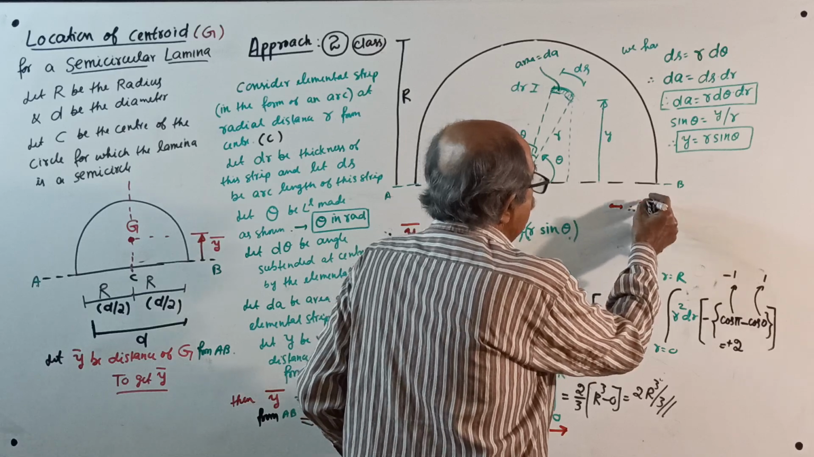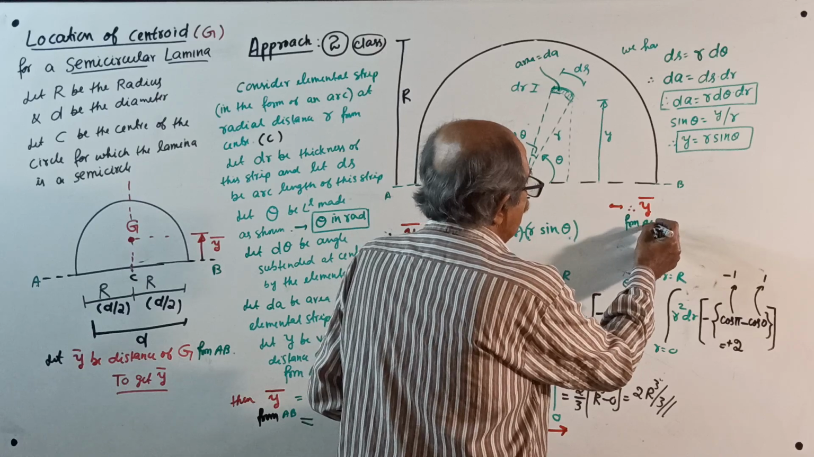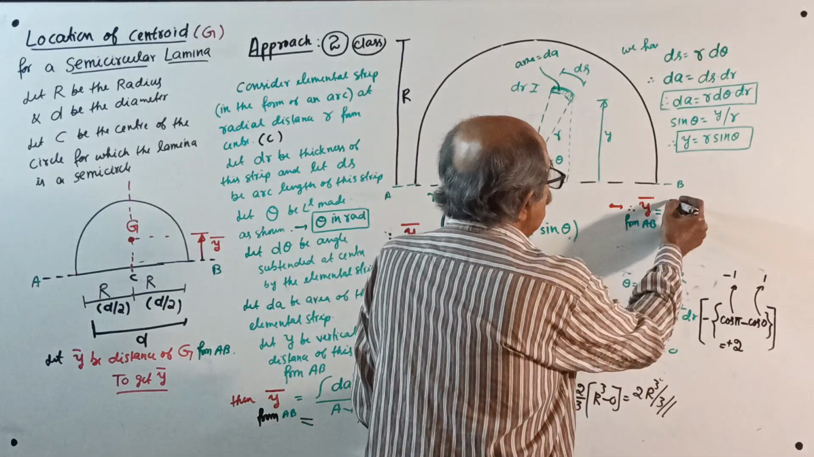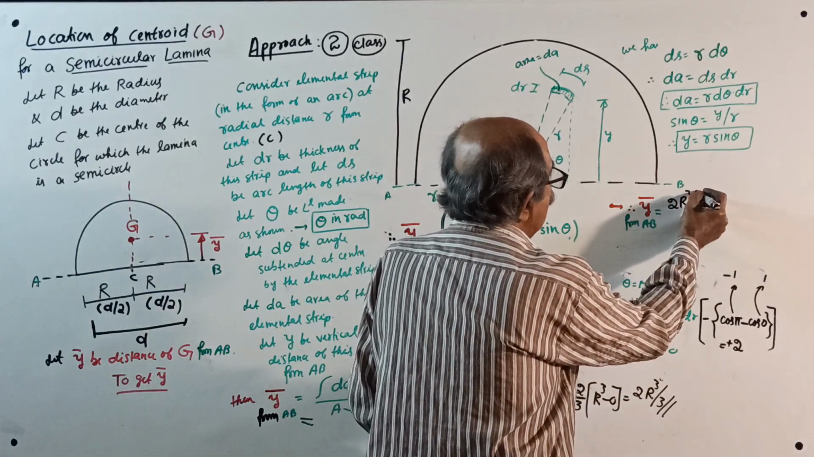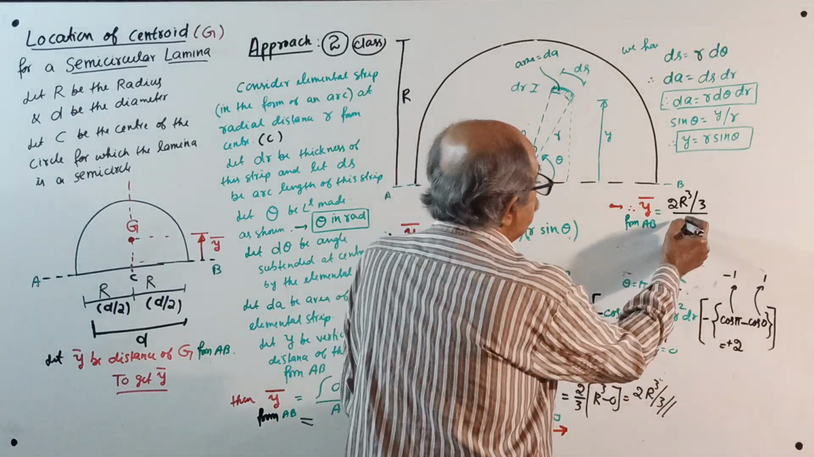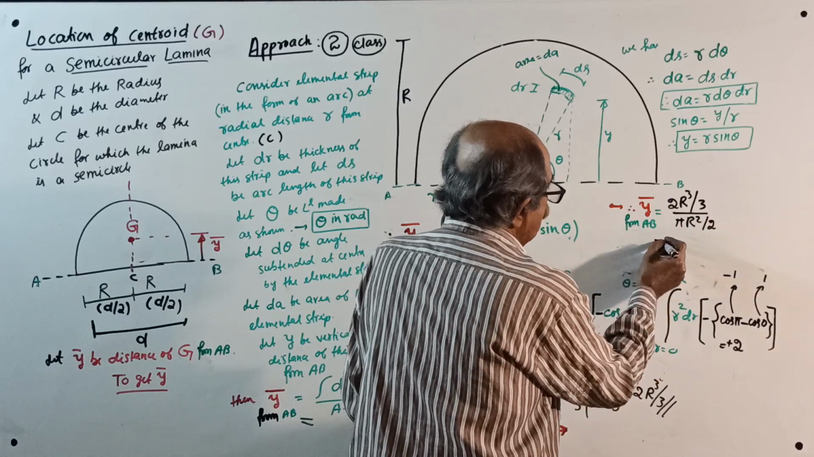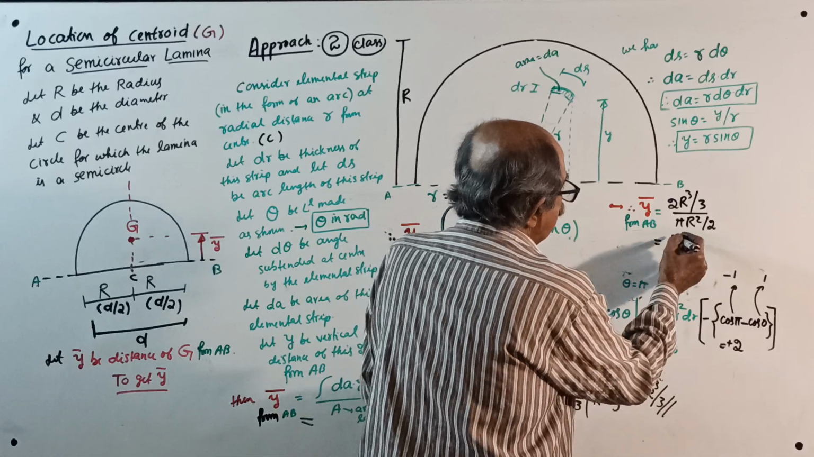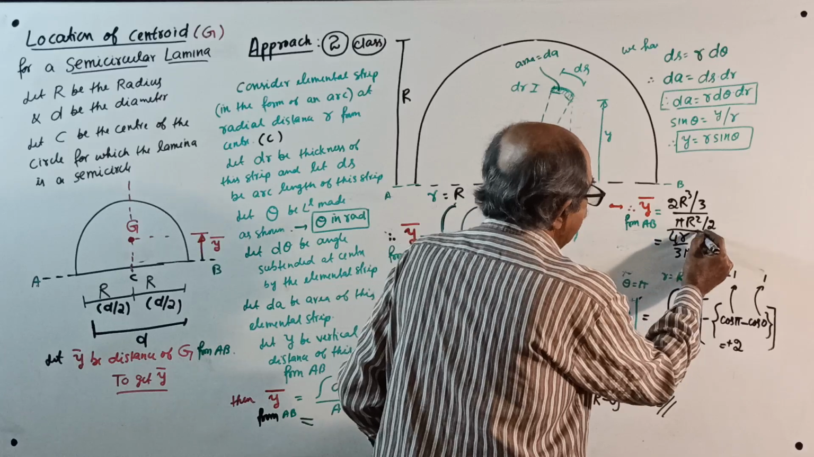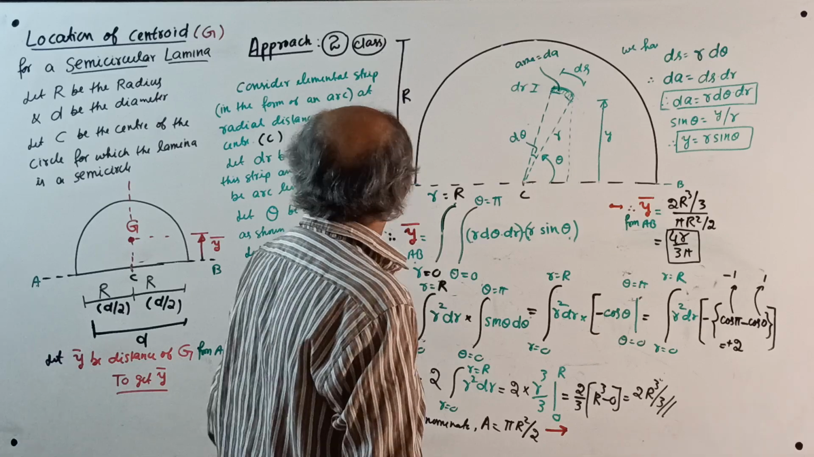Therefore, y bar from AB equal to numerator, 2r cube divided by 3 divided by pi r square divided by 2, or equal to 2 into 2 is 4r by 3 pi. This is the same answer we got last time also. So therefore 4r by 3 pi.